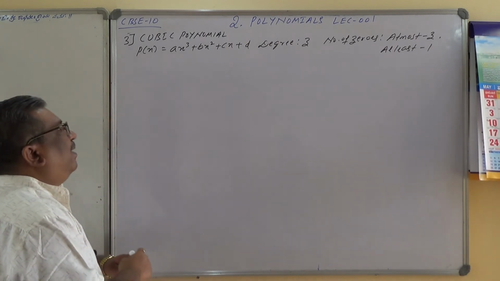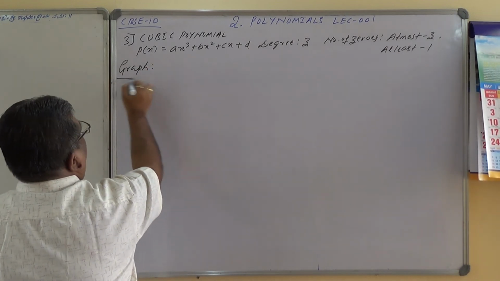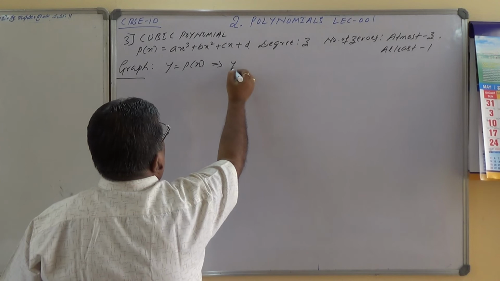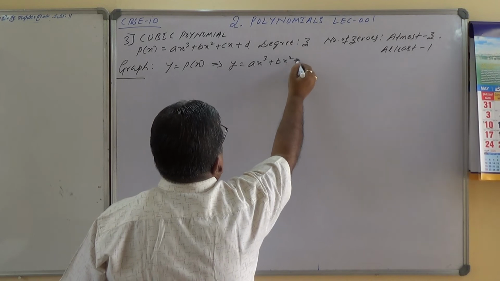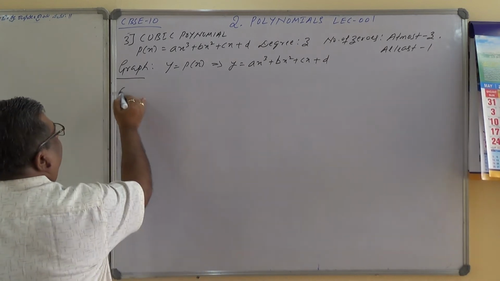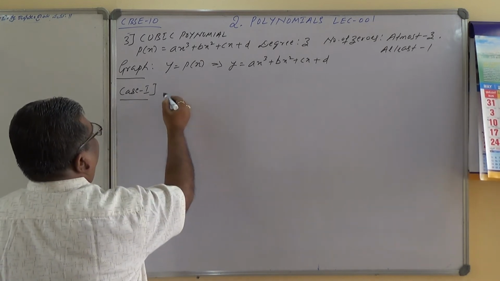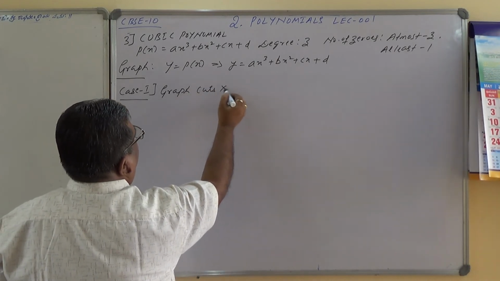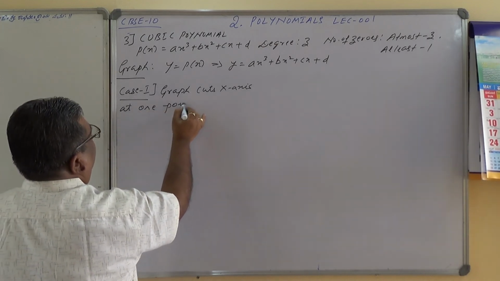So what will be the graph of y is equal to x cube? Let us see here. Graph of y equals p of x implies y equals ax cube plus bx square plus cx plus d. So case 1, here the graph cuts the x-axis at one point. Which example?